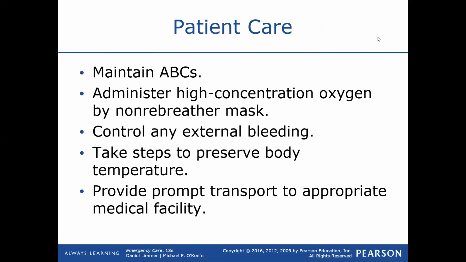Patient care. So what do we do for these people? You can say, oh, I can identify that problem, but now what do I do? We maintain our ABCs, and that's the most important part of our patient assessment and our patient care: airway, breathing, circulation. We're going to administer high flow oxygen if we need it, and we talked about the O2 administration already. If they need it, give it to them. If they don't need it, don't give it to them. Control any external bleeding. Take steps to preserve the body temperature and provide prompt transport to an appropriate medical facility.